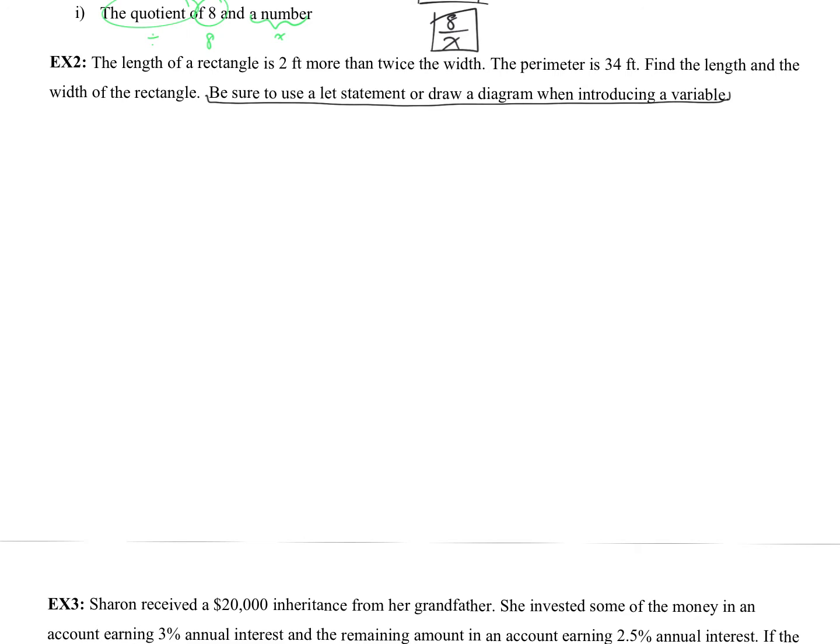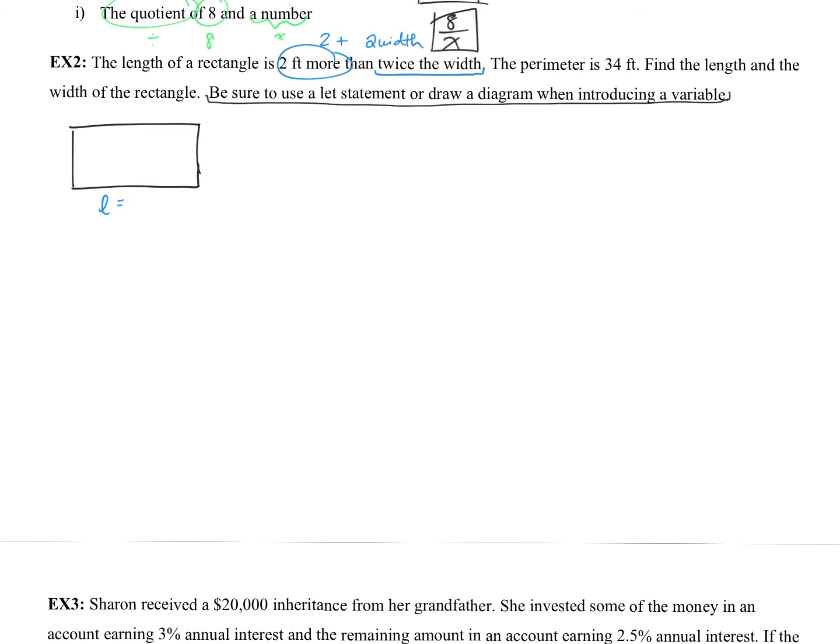So let's get a visual here. We're talking about a rectangle, right? I always find that drawing things out really helps me think about the math. So let's see, the length is 2 feet more than twice the width. So if this is the length, what is it? It's 2 feet more, so that's going to be 2 plus what? Twice the width. Well, twice means timesing it by 2. Twice the width.